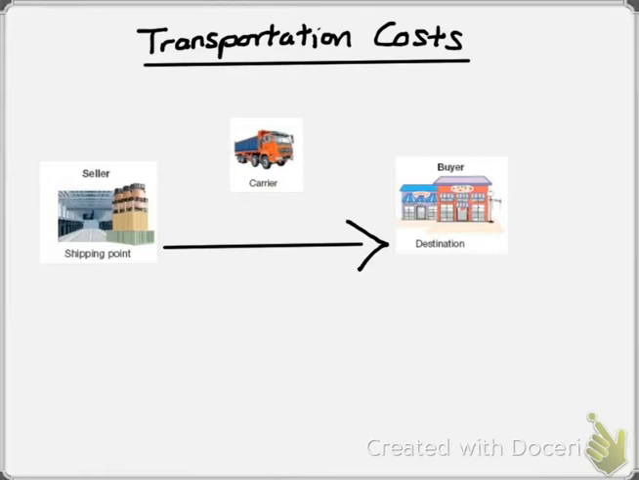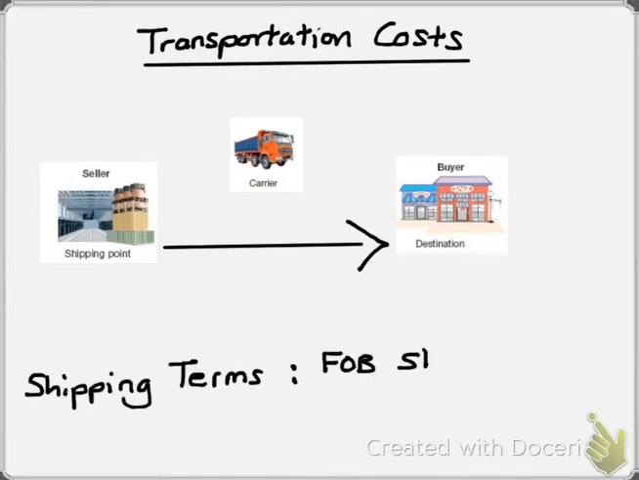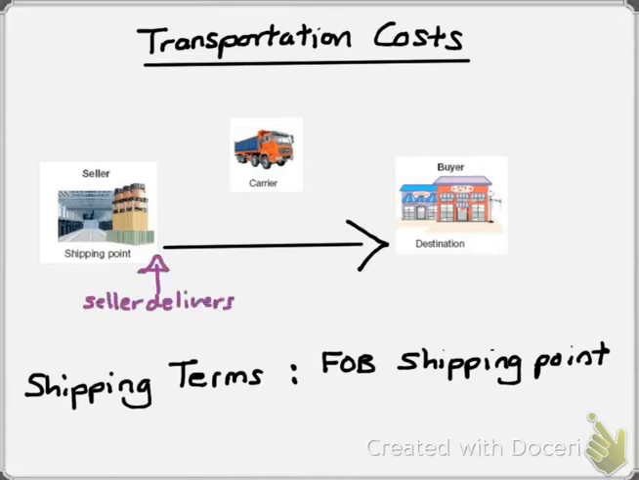There are two shipping terms we're going to talk about. The first is called FOB shipping point. FOB, by the way, stands for free on board. That is not something that you need to know about, but it's just a trade term. If the goods are shipped FOB shipping point, the seller is quoting you a price for delivering the goods to the common carrier. So the price that they quote is for delivering it to the carrier.